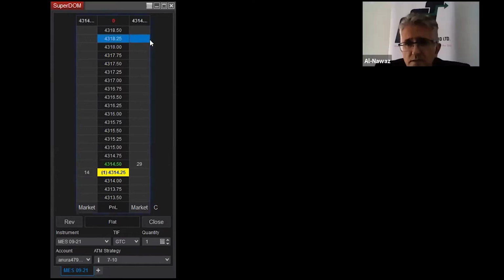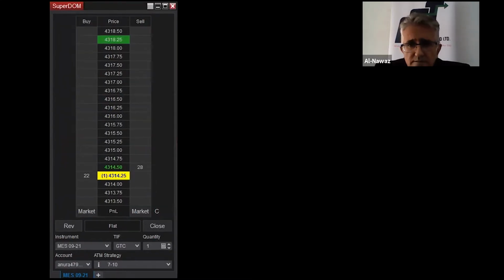Okay. So this is basically what the order flow looks like. This is what it is. So you see the number of sellers, you see the number of buyers. Now, this is a very simple order flow that you have here.